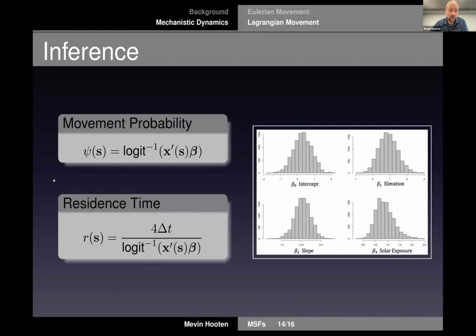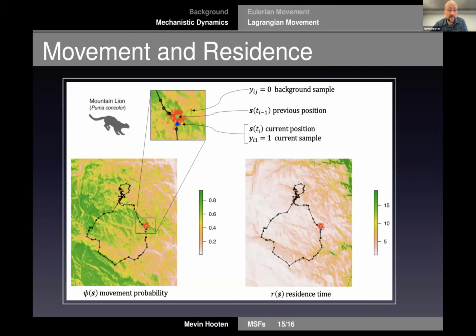Okay, the last thing I want to show you is we can also map these quantities, psi and r, and I'll do that on the next slide, where on the left here we have psi, which is a movement probability, and it's just shaded in the background based on the movement probability itself. And then on the right, you can see the inverse of that effectively, which is the residence time and how long the individual is lingering in certain regions of space.